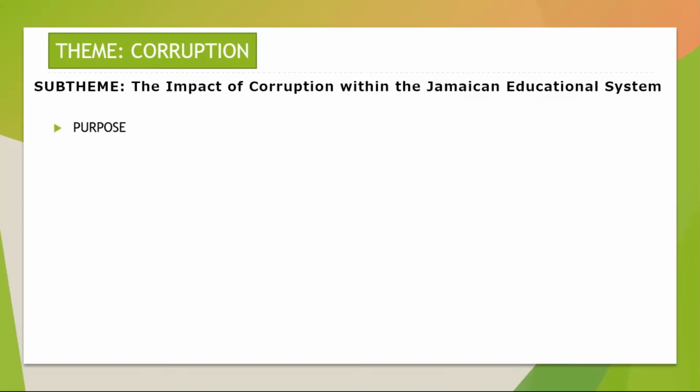And so I thought about my purpose, why I want to find a piece that has a particular purpose. I don't want to entertain my readers. I don't want to persuade them. I want to basically give them information that shows them that this is how corruption is in the Jamaican educational system, and it does exist. So I thought about my purpose, and I wanted my purpose to be an informative piece.